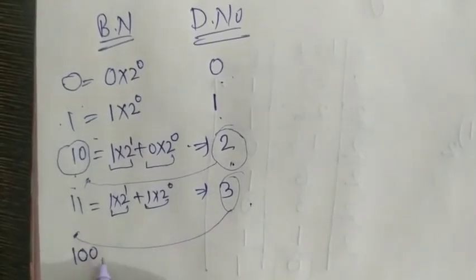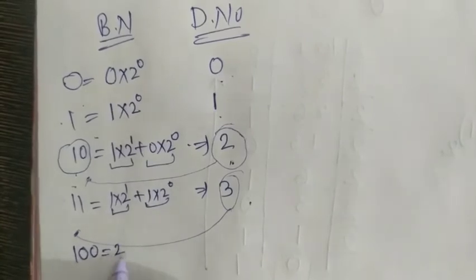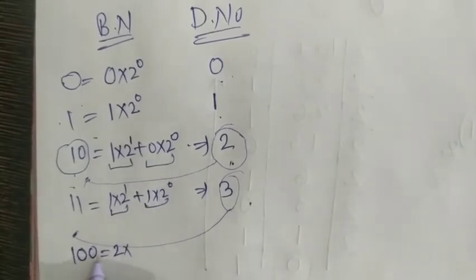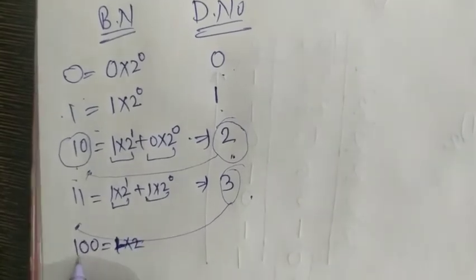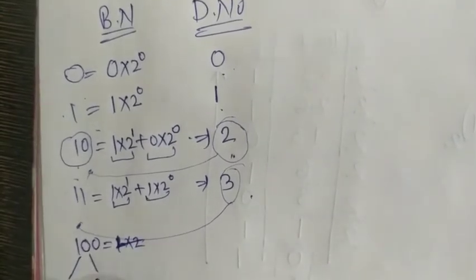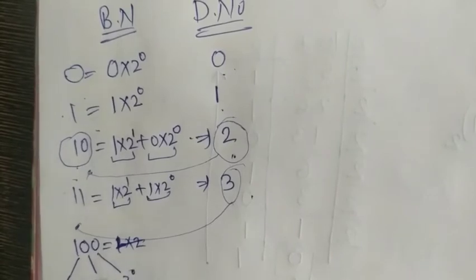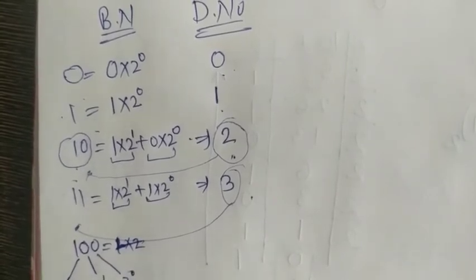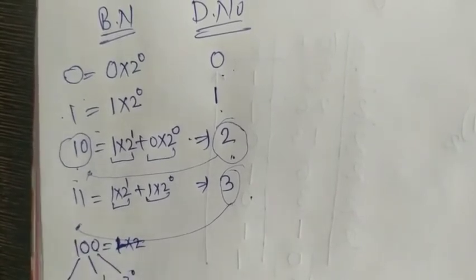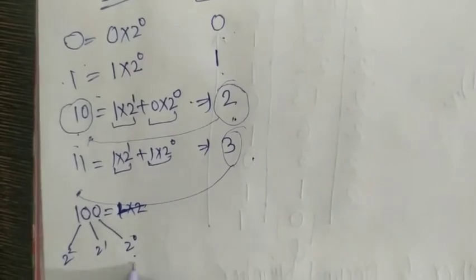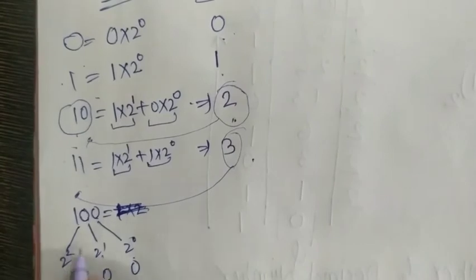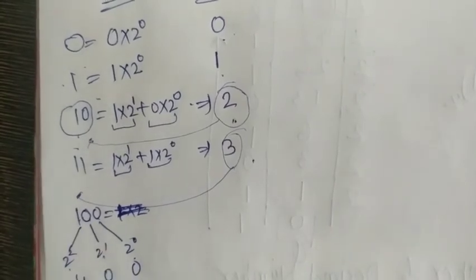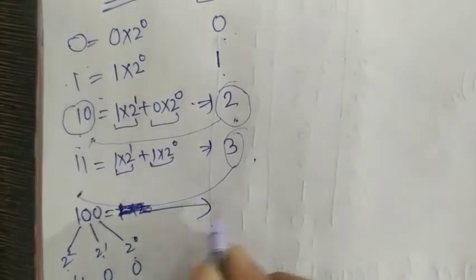So here it is 1 into 2, or you can split it like this. These are 2 raised to power 0, 1 and 2. So this is 0 into 2 raised to power 0, which means 0. 0 into 2 raised to power 1, which means 0. 1 into 2 raised to power 2 means 4. It means 100 is 4.